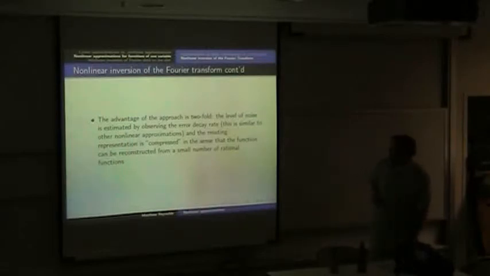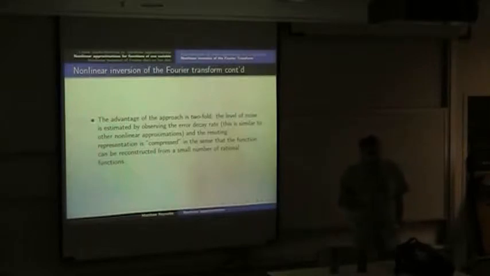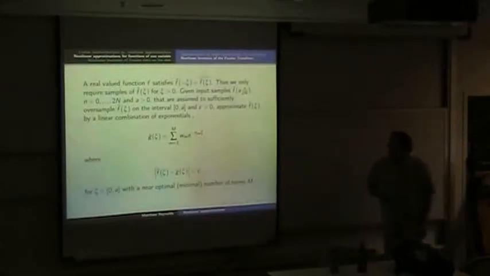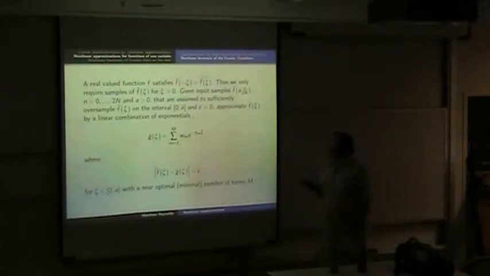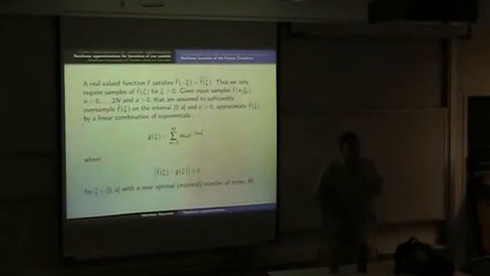Okay. So the resulting representation is going to be compressed in the sense that we can represent this function with a very small number of rational functions. So here's how we formulate the problem. Let's say we have a real valued function. So its Fourier data is going to have symmetry. And so we're only going to look at samples in the positive direction. So given these input samples, once again we need an odd number and some length of our interval. And we're going to say that we assume that it sufficiently oversamples the Fourier transform.